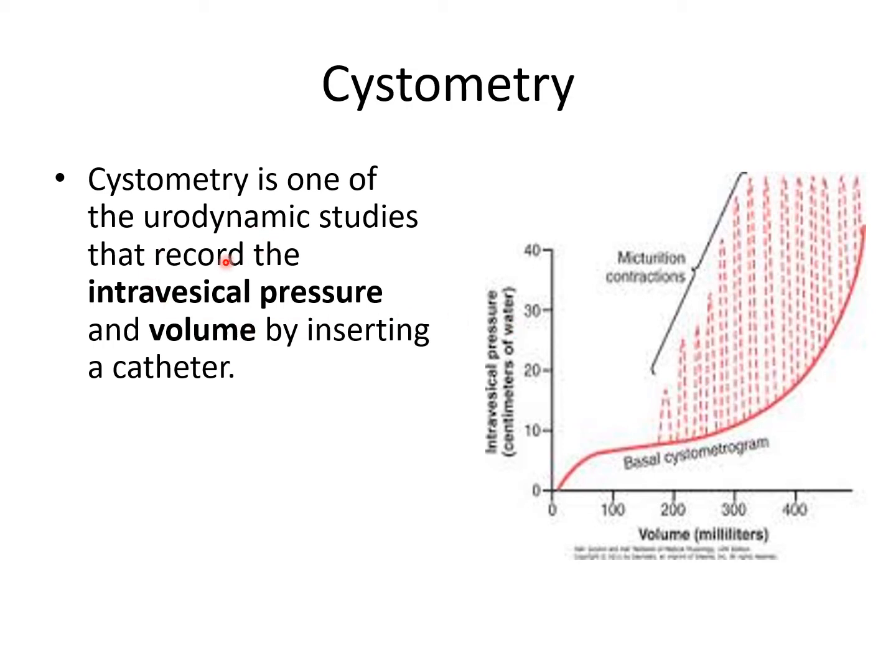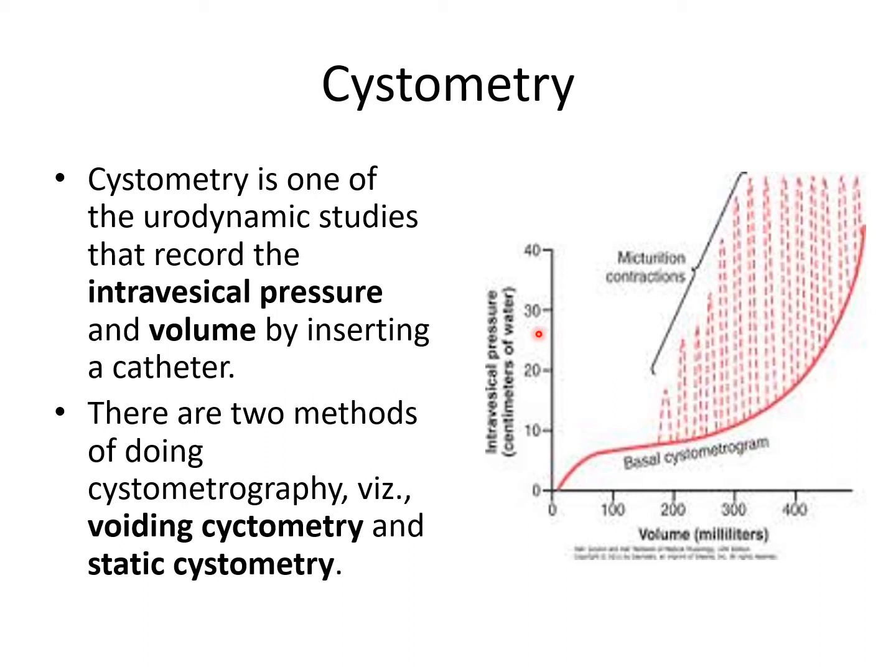In this study, we record the intravesical pressure and volume of the urinary bladder by inserting a catheter in the urinary bladder. Cystometry can be done by two methods. One is voiding cystometry, when recording is done during micturition or voiding of urine, and the second one is static cystometry, where we insert a catheter within the bladder, drain the bladder completely, and then insert fluid from outside into the urinary bladder while we record the pressure changes in the bladder.